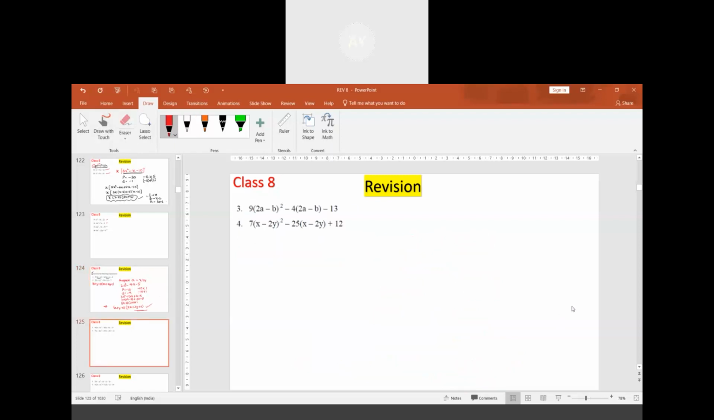The next question is also the same type, but 2a minus b is there. So when we are again substituting back, we should not forget that 2a minus b is to be multiplied to something.